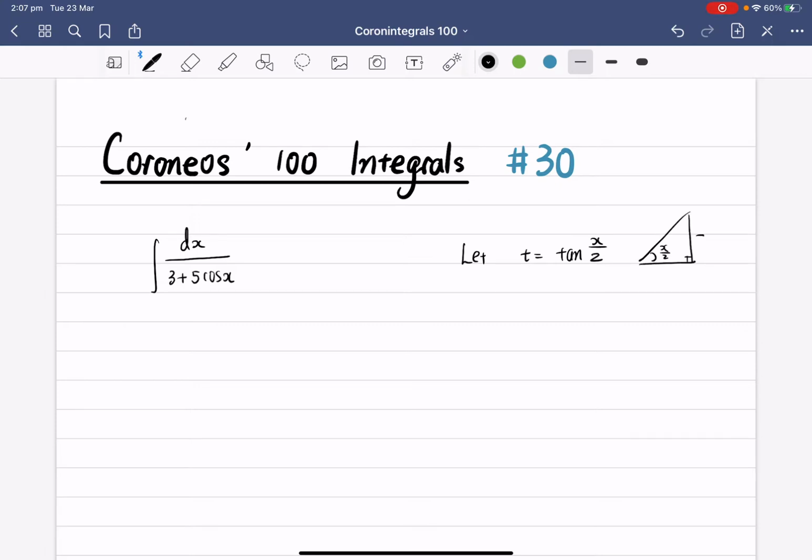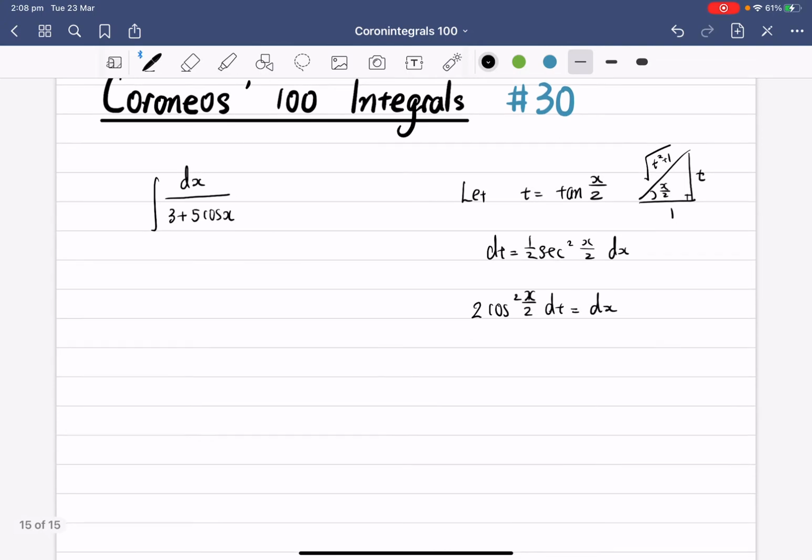So we've got x on 2 here. That's t, that's 1, that's the square root of t squared plus 1. Now we need to differentiate both sides. So we end up with dt equals sec squared x on 2 times a half dx. If we move everything to the left-hand side, we end up with 2 cosine squared x on 2 dt is equal to dx.